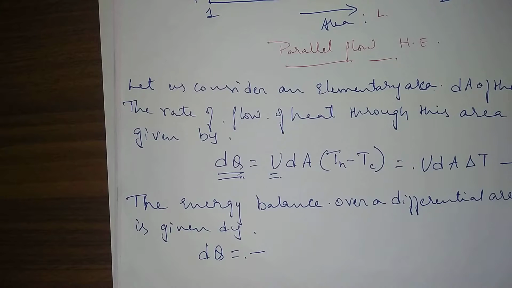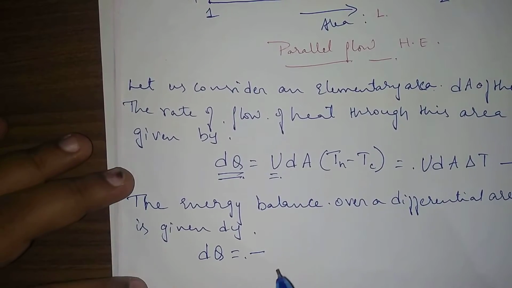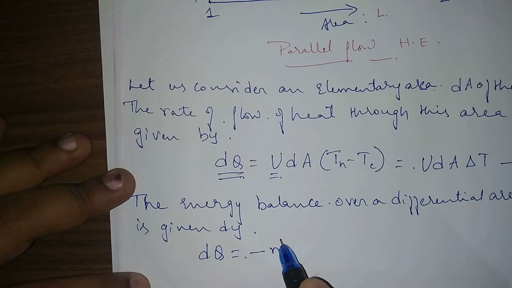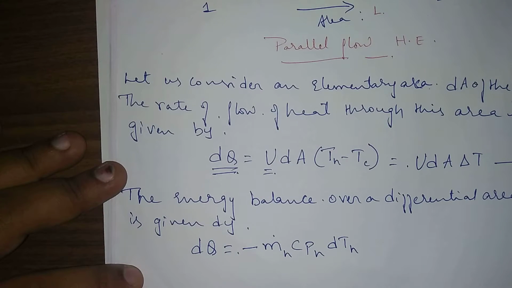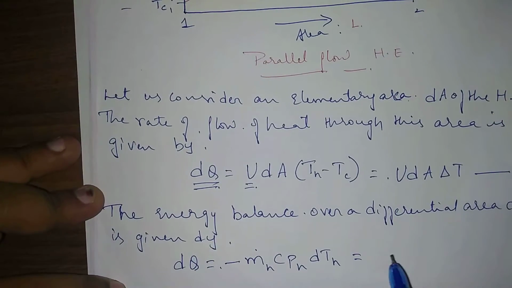If we try to put it, we use that MCp delta T correlation. You know the simple energy balance fundamental, that is Q equals m Cp delta T. So we'll use m dot h Cph into dTh, the difference in the hot temperature. There is a minus sign because the heat is lost. Heat transfer from the system is considered negative.